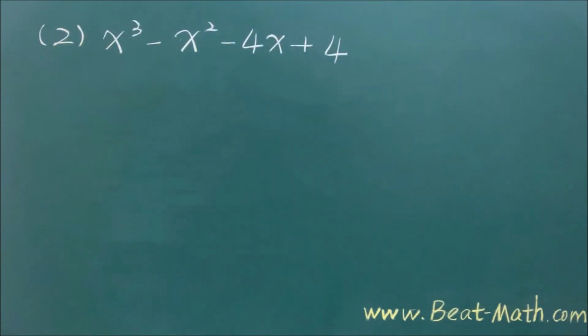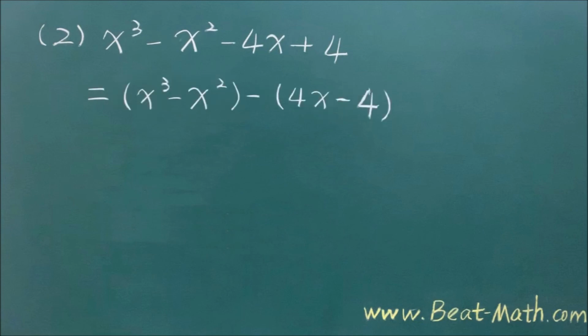X cubed minus x squared minus 4x plus 4. Like the last example, we regroup them into 2 groups. Then we get the quantity of x cubed minus x squared minus the quantity of 4x minus 4. Just be careful when you take the minus sign out of the parentheses. The sign in front of each item in the parentheses will need to change. That means it is 4x minus 4, not minus 4x plus 4. Now, it is easy for us to factor this.